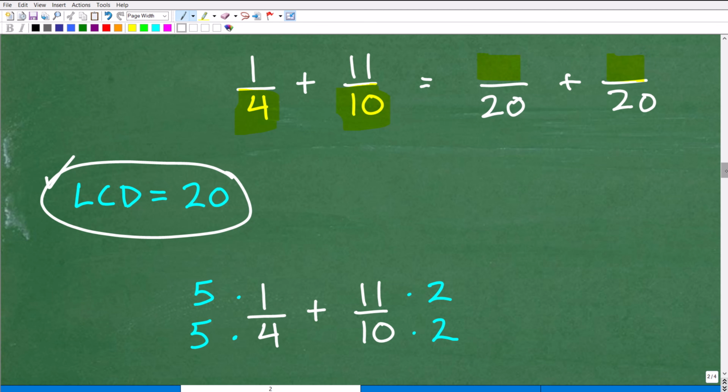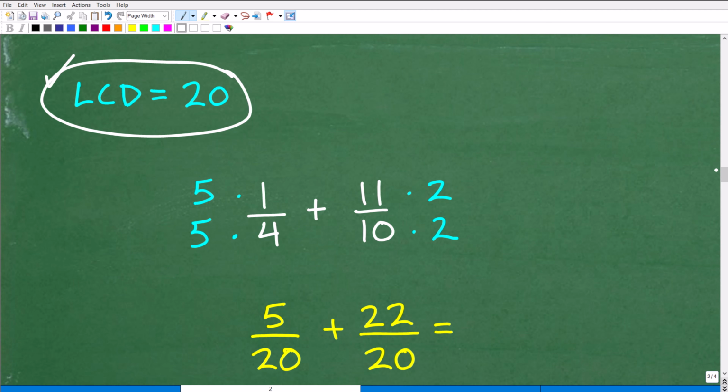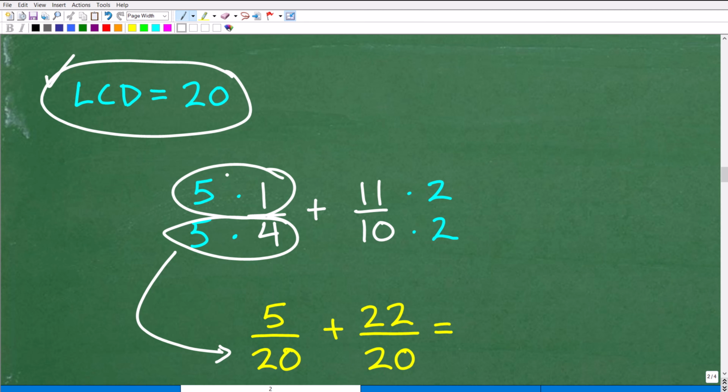So we know that the LCD is 20. I have this fraction 1/4. How do I make a 4 into a 20? Easy, I just multiply it by 5. Take that 4, multiply by 5, I get a 20. But if I'm going to multiply the denominator by 5, remember you have to multiply the numerator by 5. Whatever you do to the denominator, you have to do the exact same thing to the numerator. So now you have 5 over 20.